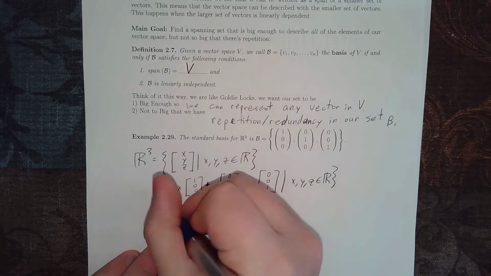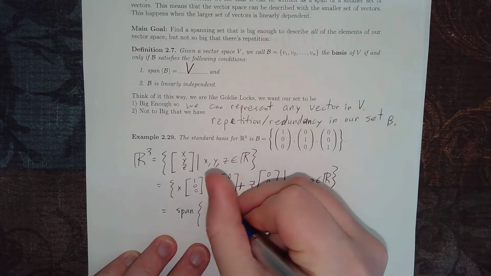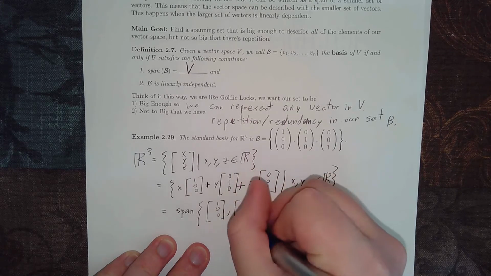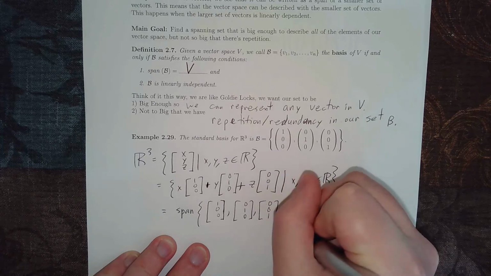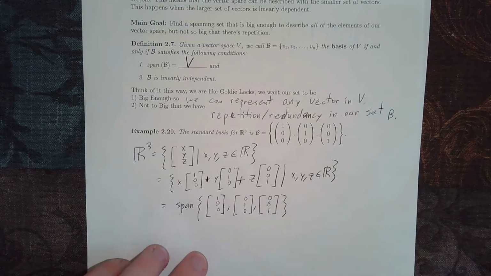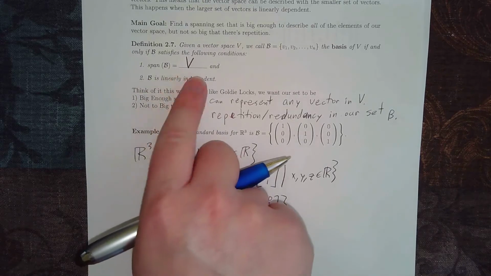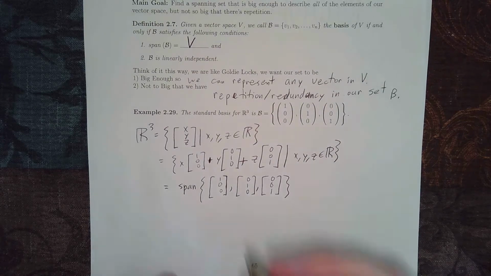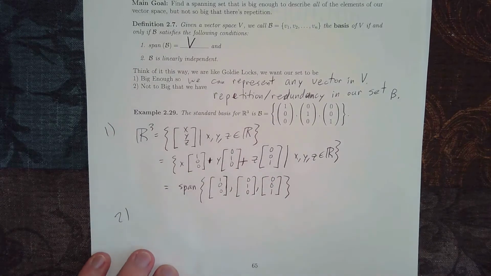And so this lets us see that R3 can be written as the span of (1, 0, 0), (0, 1, 0), and (0, 0, 1). So that checks off the first thing. The first thing is that our vector space is the span of these three vectors. The next thing we would need to show is that they're linearly independent. So this is the first part, and our second part will be to show linear independence.